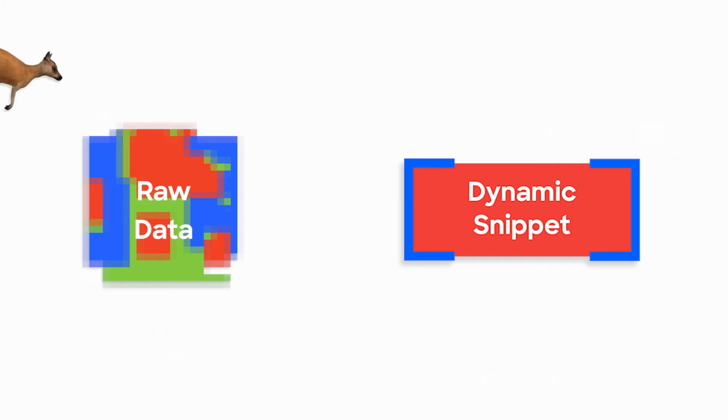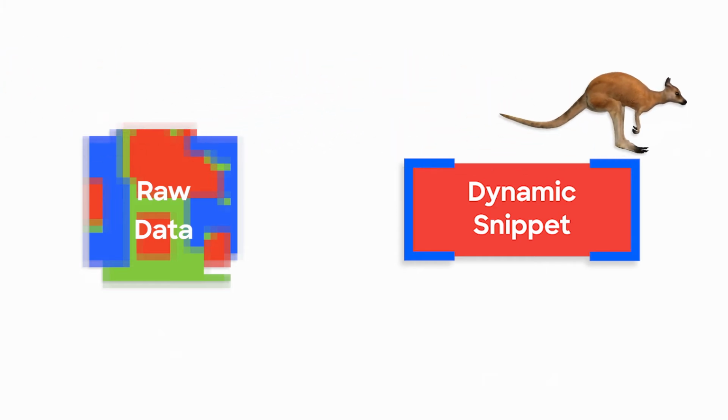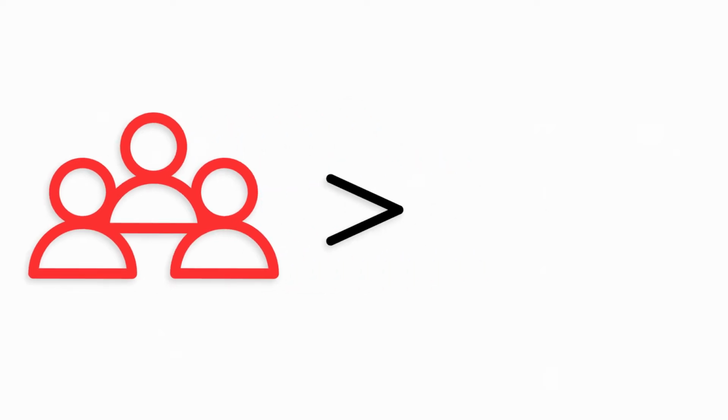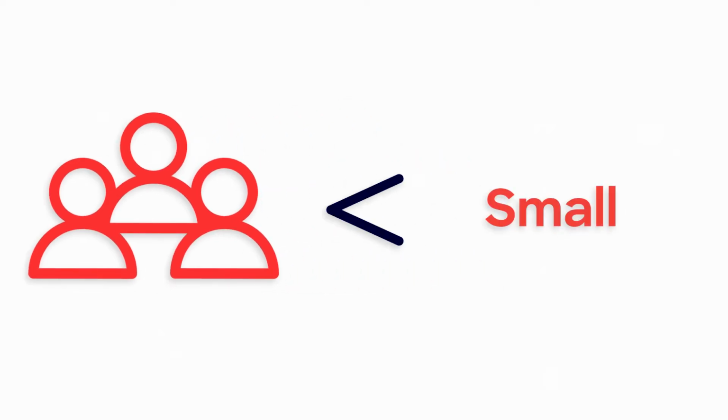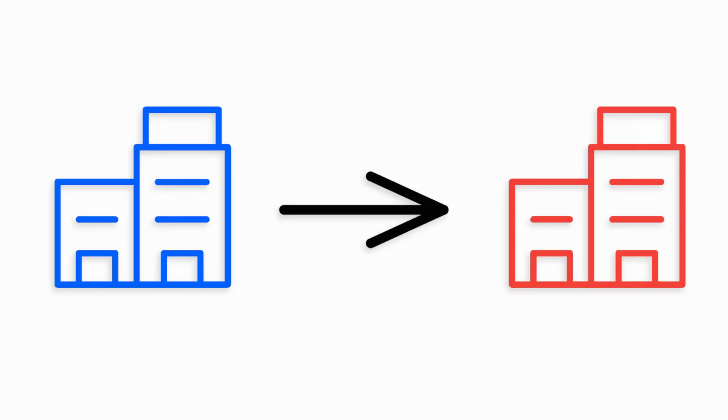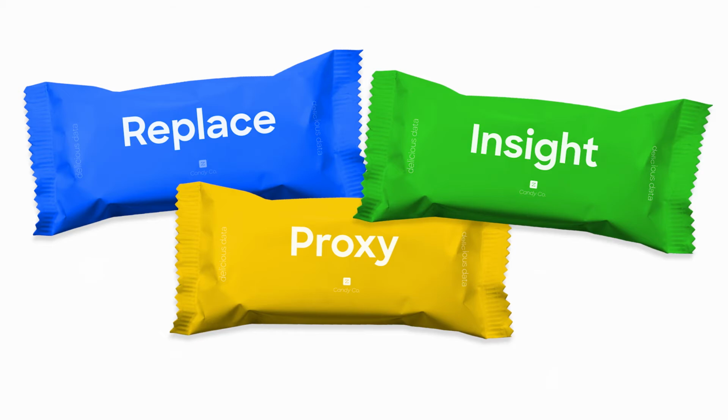Proxy is where you make a hop from the raw data to the dynamic snippet. For example, you might have employee headcount data that you can use as a proxy for whether a company is large or small. Or if you know the company's industry, you can use that as a proxy for which reference customers to showcase. The last flavor is insights.